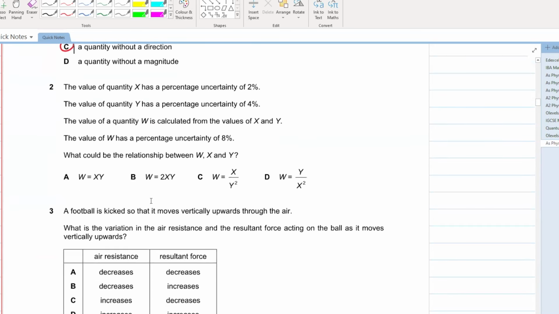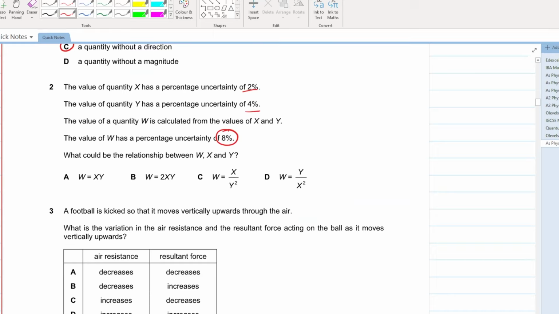The value of quantity x has a percentage uncertainty of 2%. The value of quantity y has a percentage uncertainty of 4%. The value of w is calculated from the value of x and y. The value of w has a percentage uncertainty of 8%. What could be the relationship between w, x, and y?